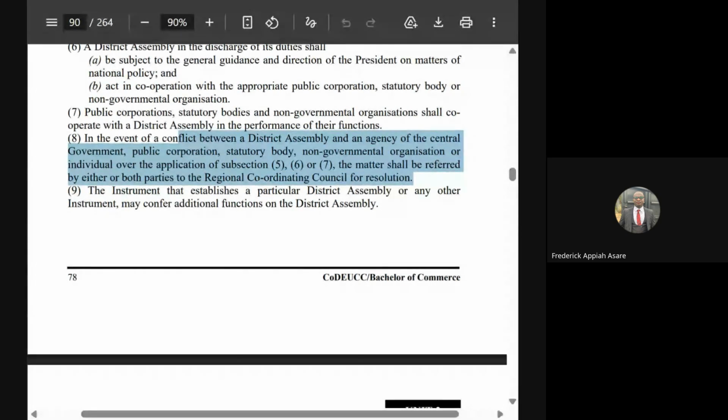So when the district assembly is discharging this duty and you realize that there are some misunderstandings or discrepancies between them and the statutory body, the non-governmental organizations, and the public corporation, if there are any issues with it, then the district assembly is supposed to send the issue, or both parties are to send the issue, to the regional coordinating council for resolution. So the district issues move on to the next upper level, which is the regional coordinating council.